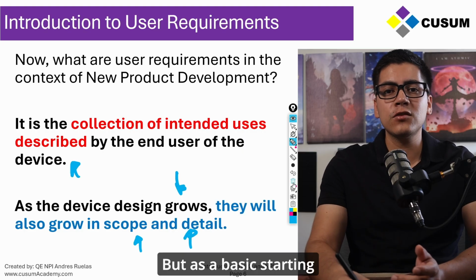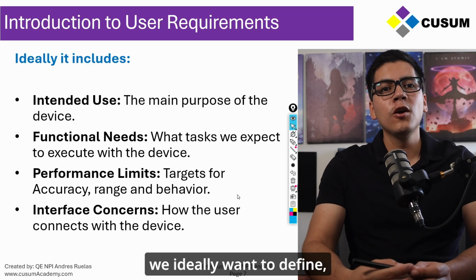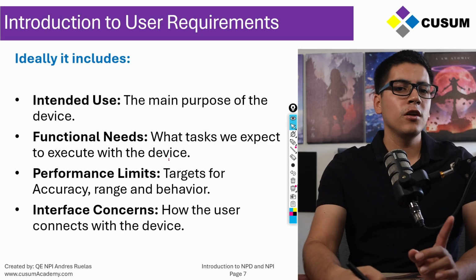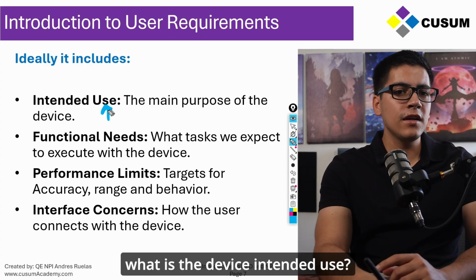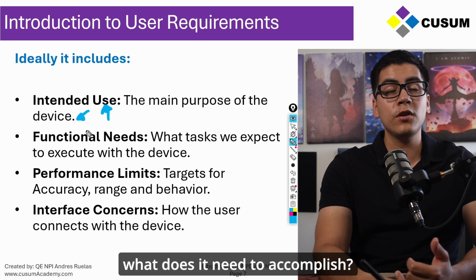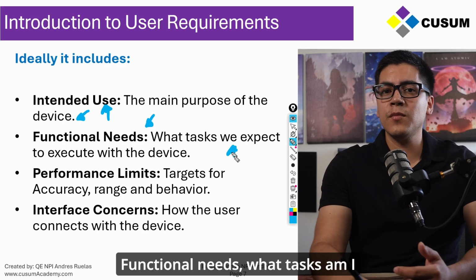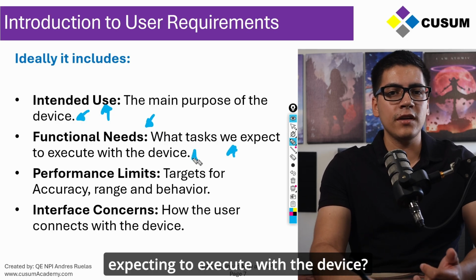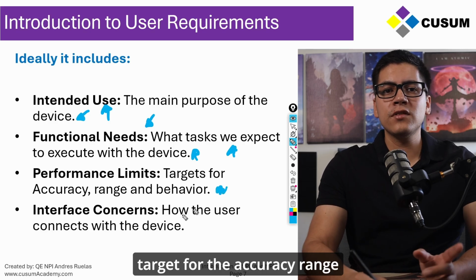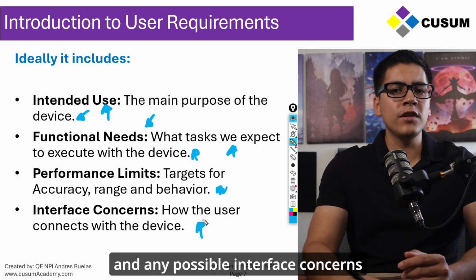But as a basic starting point from a design standpoint and quality standpoint, we ideally want to define 4 key sections. Number 1, what is the device intended use? So the main purpose of this device. What does it need to accomplish? Functional needs. What tasks am I expecting to execute with the device? Performance limits. Is there a target for the accuracy, range, or behavior of the device? And any possible interface concerns.